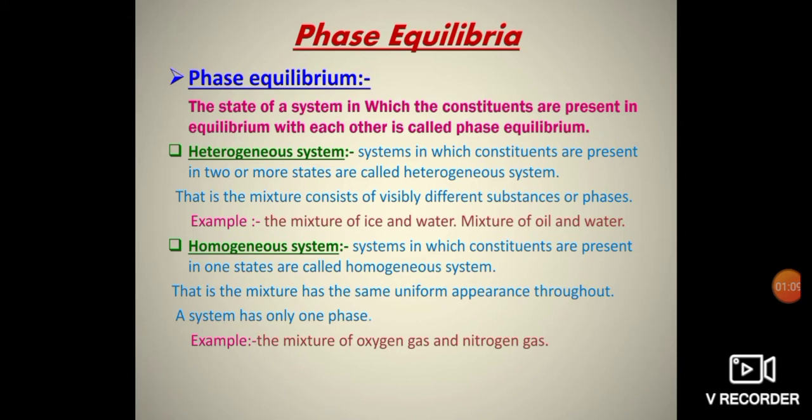The second one is the homogeneous system. A system in which the constituents are present in one state is called a homogeneous system. That is, the mixture has the same uniform appearance throughout. The system has only one phase. For example, a mixture of oxygen gas and nitrogen gas. In a gaseous system, all gases are present in only one state, that is the gaseous state. So these are homogeneous systems.